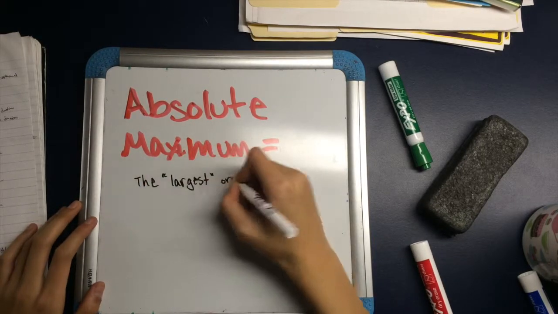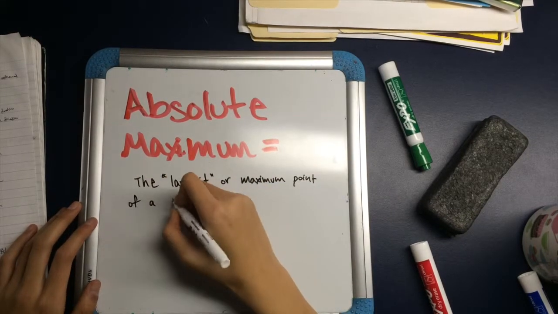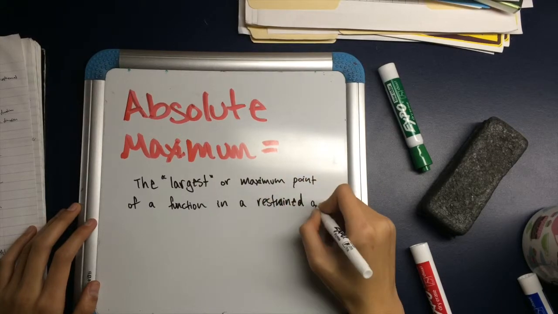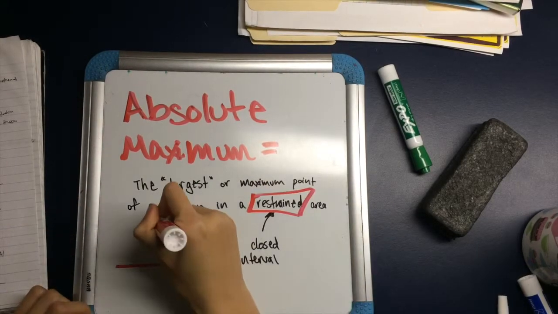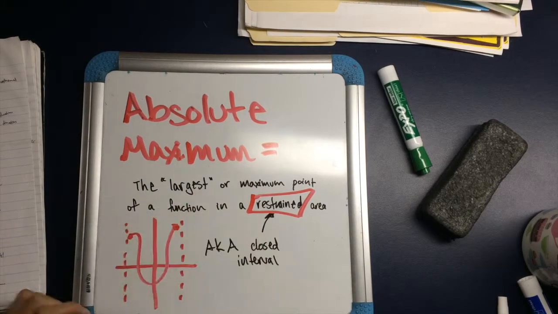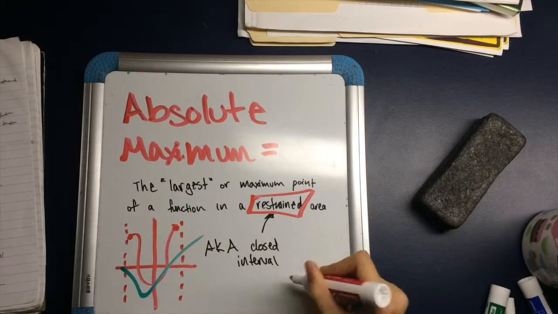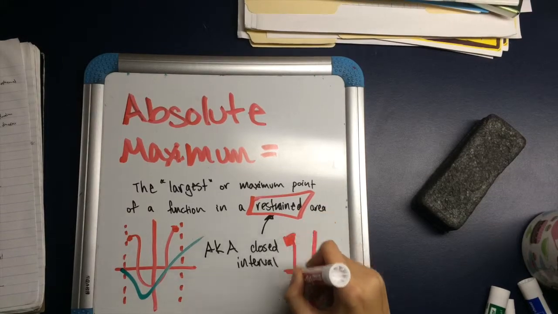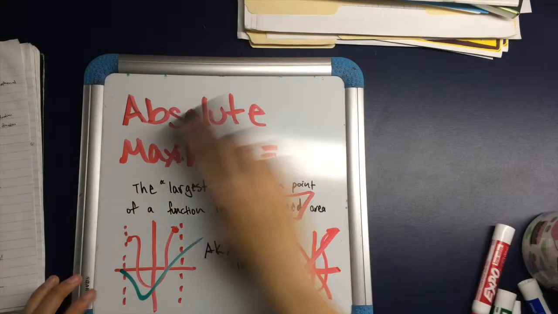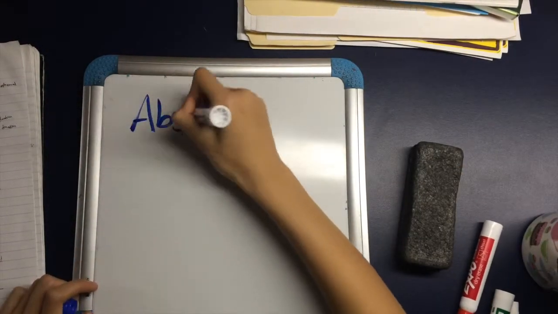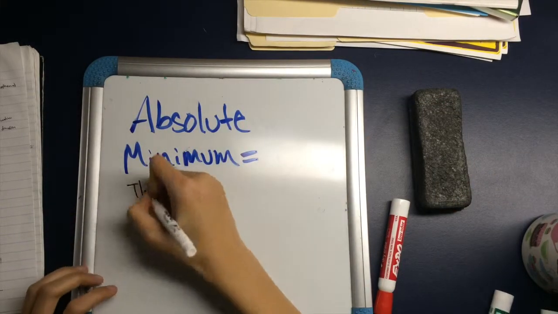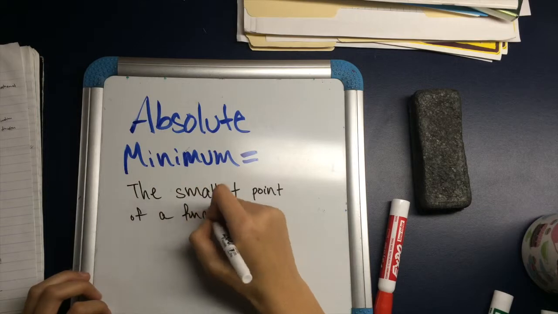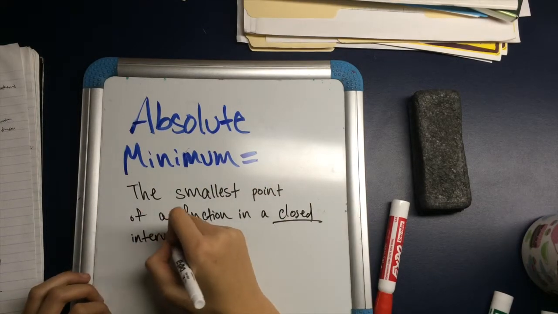The absolute maximum would be the largest or the maximum point on a restricted function. It has to be restricted or else it wouldn't be the absolute maximum. The absolute minimum essentially is just the opposite of the absolute maximum. It's the lowest point of a function in a restrained area.